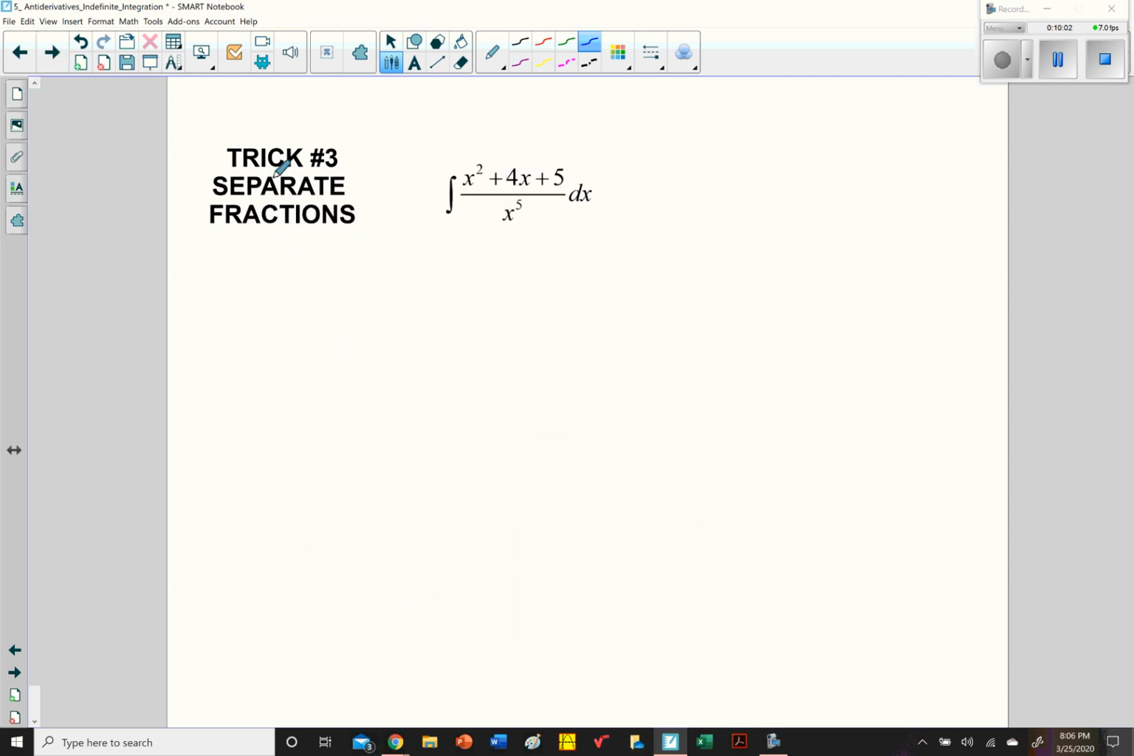A third trick is to decompose or separate the fractions. So if you consider each fraction, x squared divided by x to the fifth is x to the negative 3. And the second term would be 4x to the negative 4. And then 5 over x to the fifth would be 5x to the negative 5. And I've rewritten the fractions so that it's easy to use the power rule.